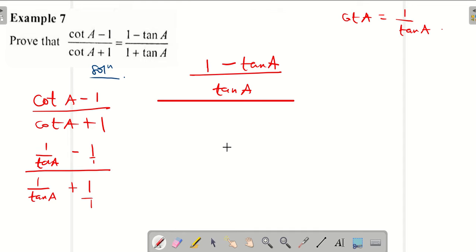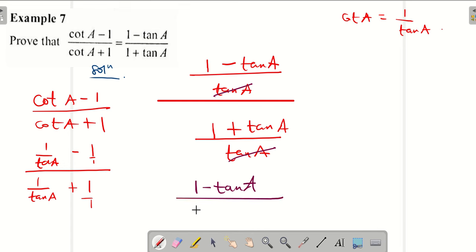Then we also come to the denominator. This time we still have tan A. Factorize tan A, we have 1 plus, factorize 1, we have tan A. Now the denominators are the same, so they will cancel out. Then we are left with 1 minus tan A all over 1 plus tan A. That is the answer to the right hand side.